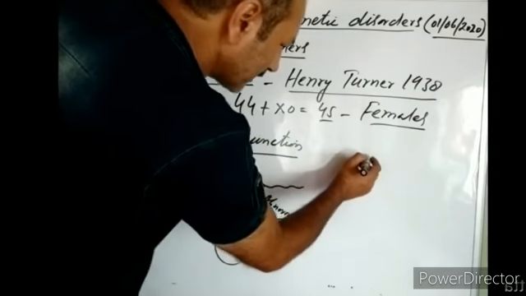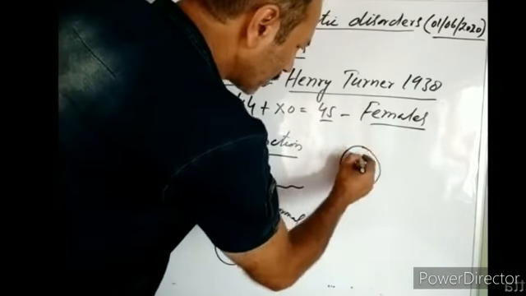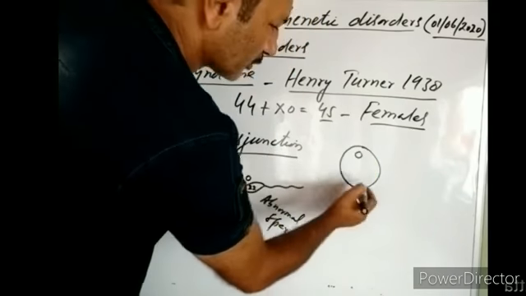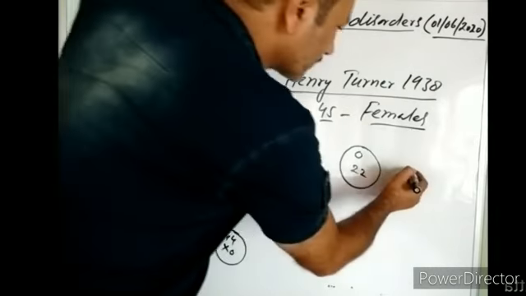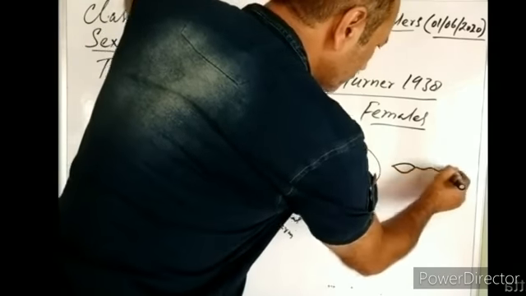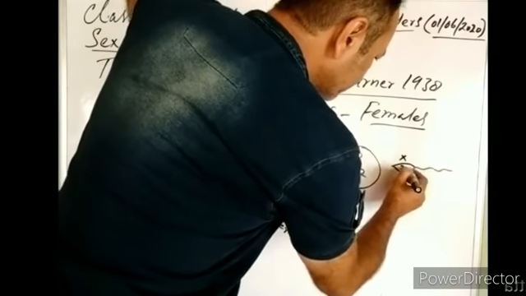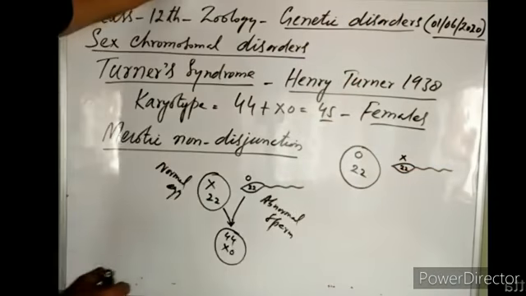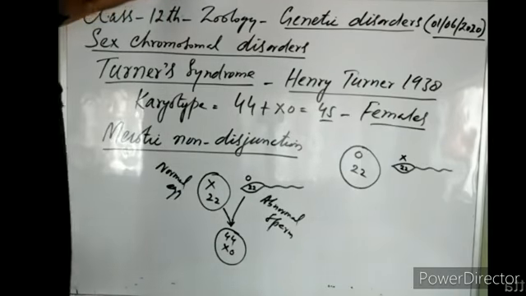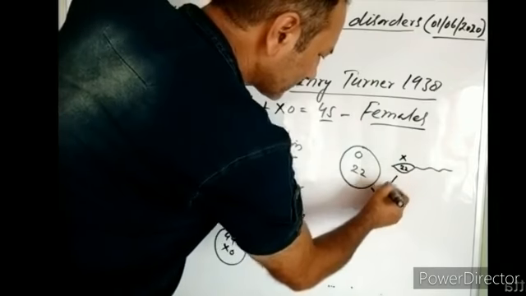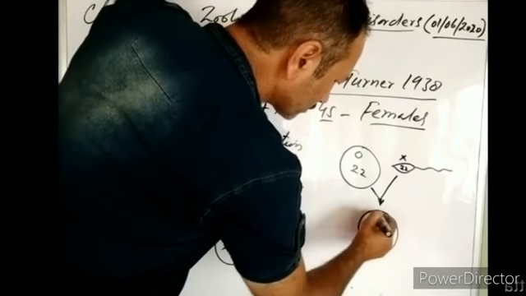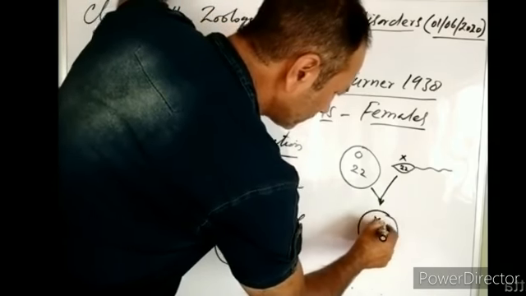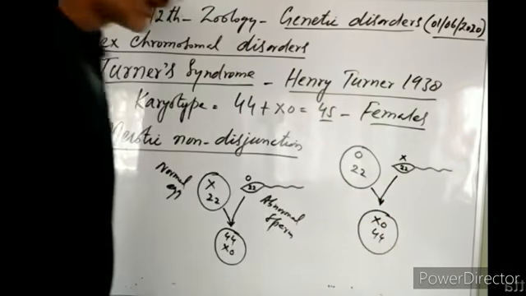Or sometimes the condition may arise like this: an abnormal egg without any sex chromosome, having only 22 autosomes, fuses with a normal gynosperm. The sperm having the sex chromosome X is known as gynosperm. So this gynosperm and the abnormal egg, when they fuse together, give rise to the condition X0 and 44 autosomes, right?